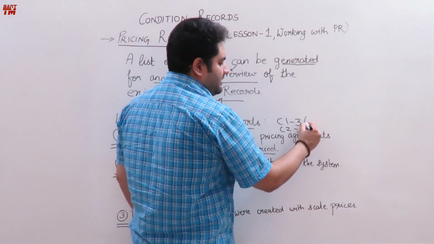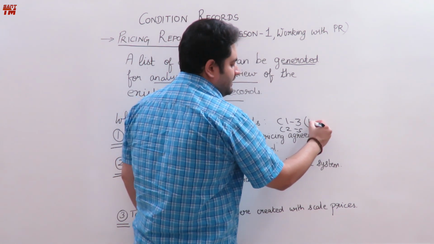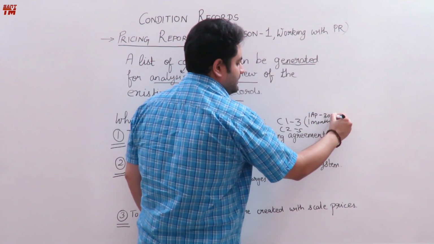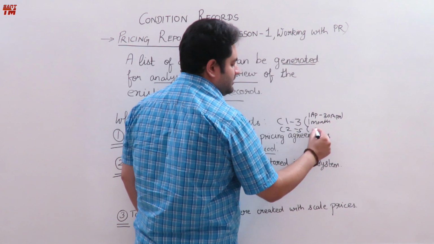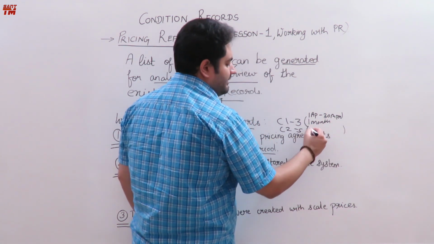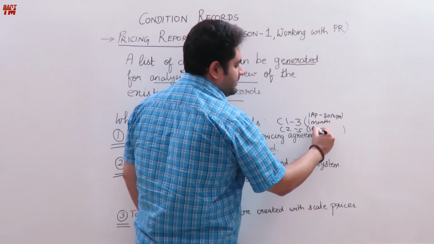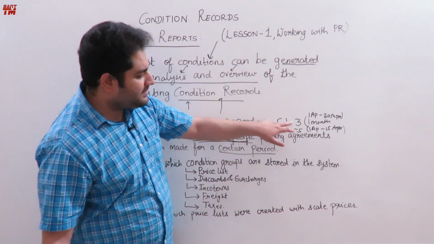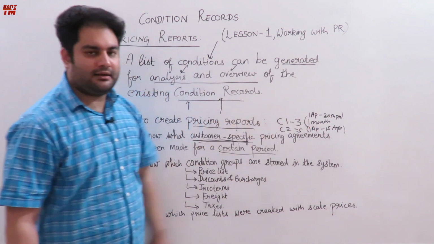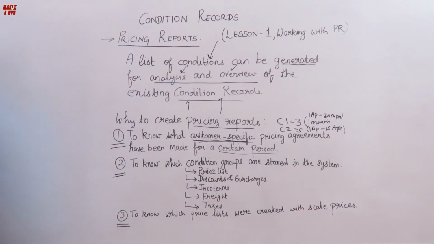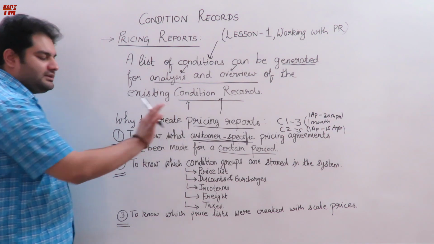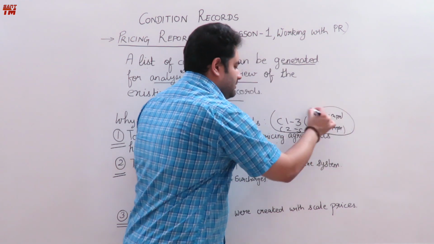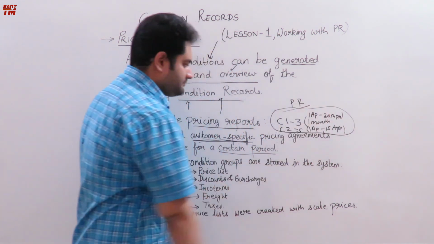I will say that this price is valid for you for up to 1 month. Let us say 1st April to 30th April. And here for customer number C2, I will say this price is valid for you for 15 days, that is 1st April to 15th April. So what we are including? We are including customer specific price with a time period. First one, the first point says to know what customer specific pricing agreements have been made for a certain period. So this all information also we can gather from pricing reports.